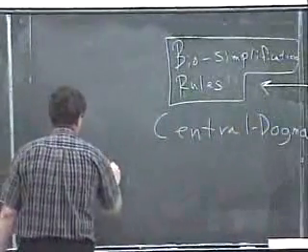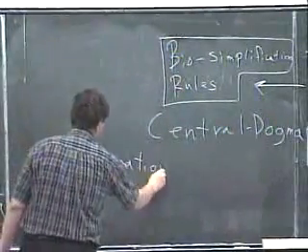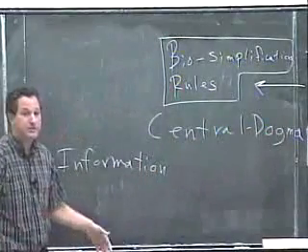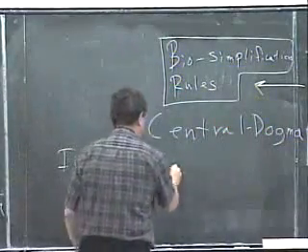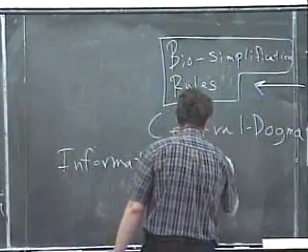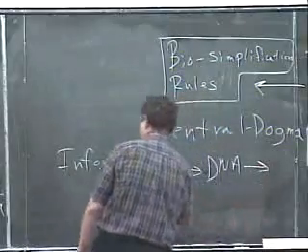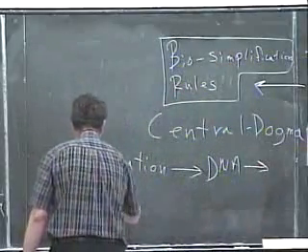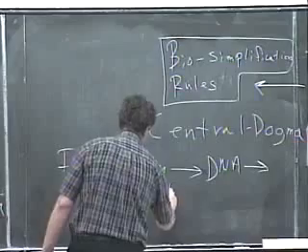Okay, so information. I don't know what kind of information: genetic information, molecular information, protein construction information. Anyway, information goes from DNA to RNA to protein.